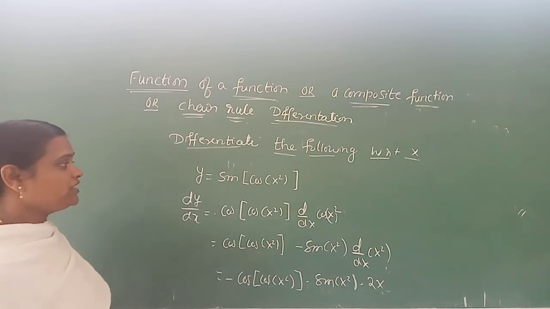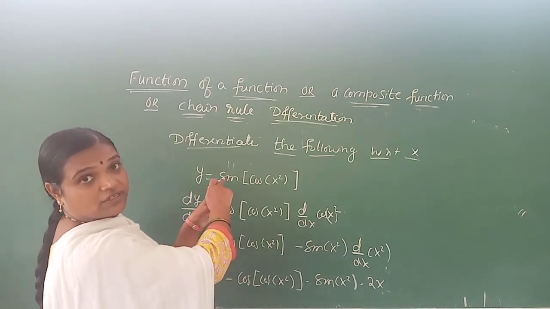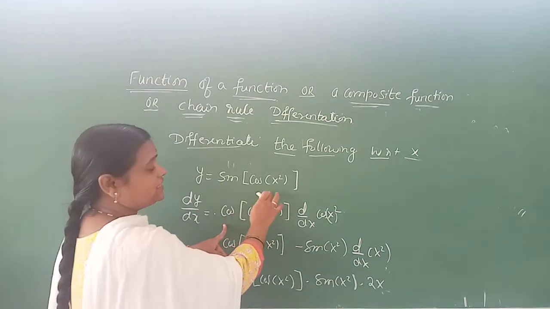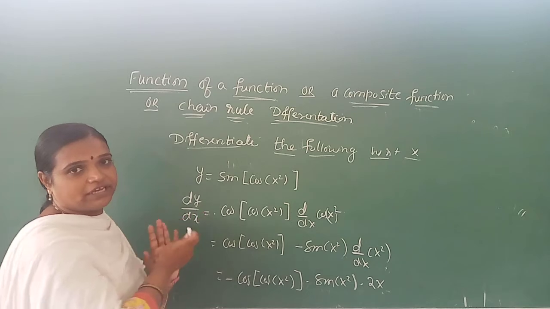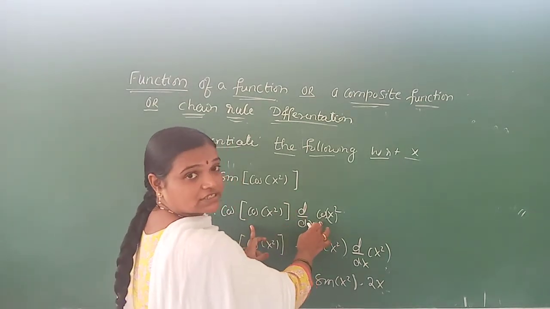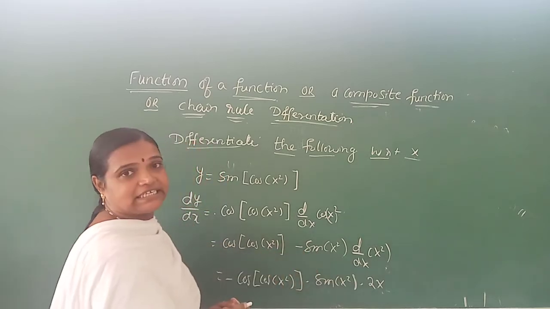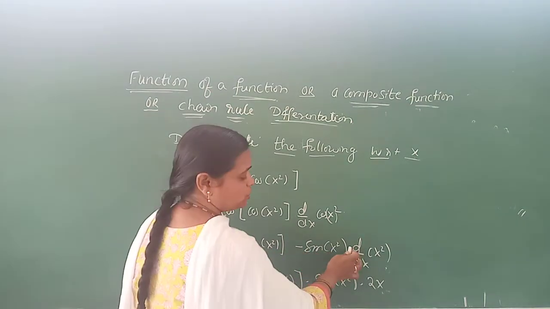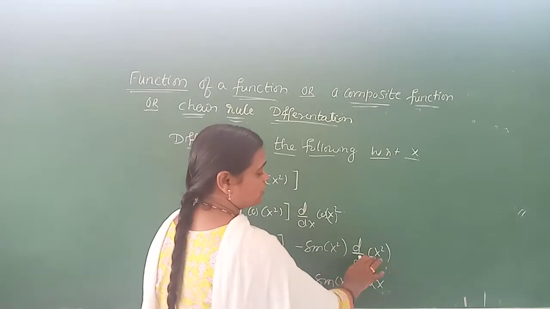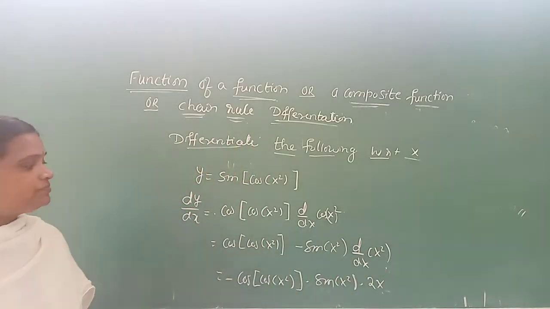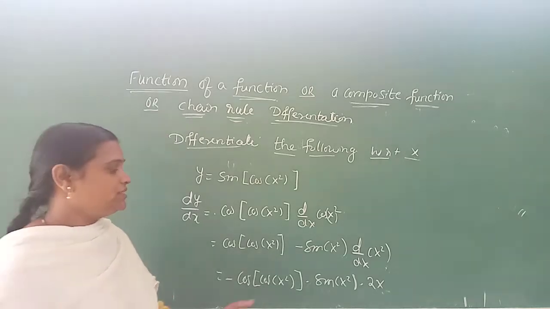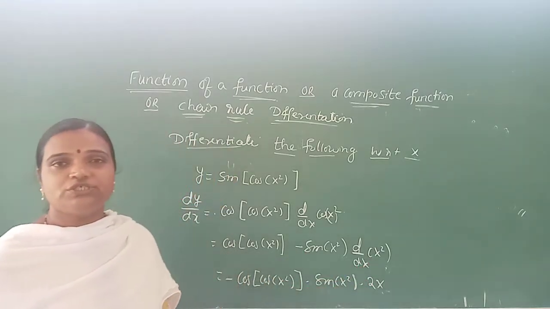What we have done? First, do the differentiation of sin. Sin differential is what? Cos. And the remaining one as it is we are writing. Next step is do the differentiation of cos. That is, cos differential is minus sin. Next, x square as it is we are writing. Later onwards, do the differentiation of x square. And this is as it is: minus cos of x square, sin x square, differential is 2x.